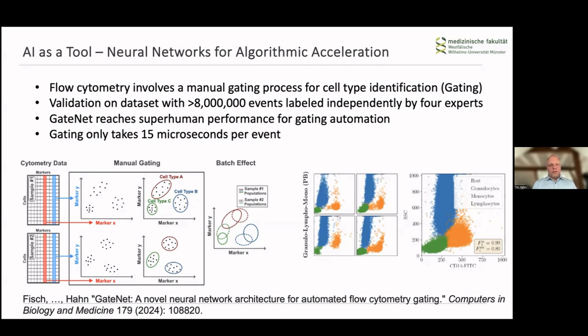And gating for each event only takes 15 microseconds. So for one person, it's done in less than a second. And that makes it very, very helpful. It's also much more consistent than asking humans, because you need to train them. They don't all do the same thing. They don't treat the 100th sample that day the same as the first. It takes a lot of time, and we could really increase the quality of these gating processes by quite a bit. Especially in large scale studies, it makes perfect sense to use a network like that.